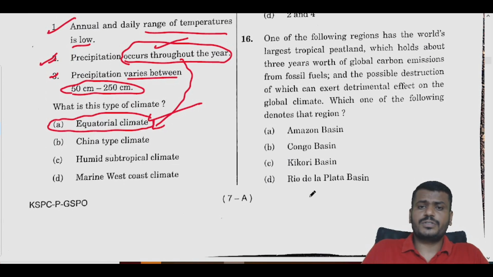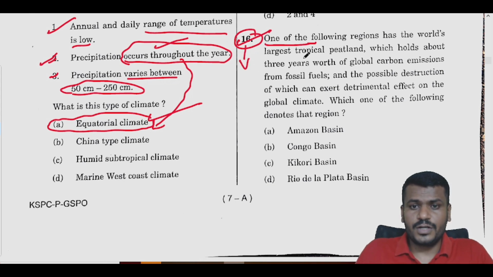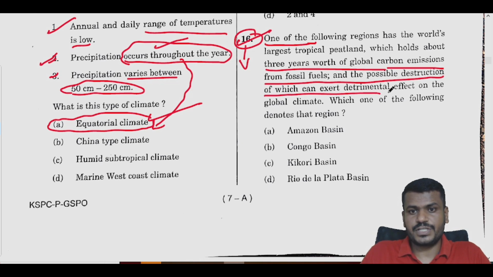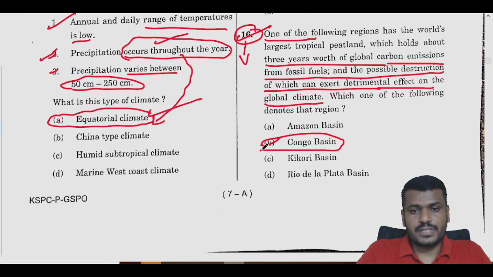Next question, the 16th question. I don't think this is a very easy question because you need to know a lot of geography, particularly world geography. Which of the following regions has the world's largest tropical peatland, which holds about three years' worth of global carbon emissions from fossil fuels, the possible destruction of which can exert a detrimental effect on global climate? Yes, a whole lot of knowledge is needed to answer this. I understand this is not so easy, but if you read world geography properly, you can answer it. The right answer is the Congo Basin, guys.